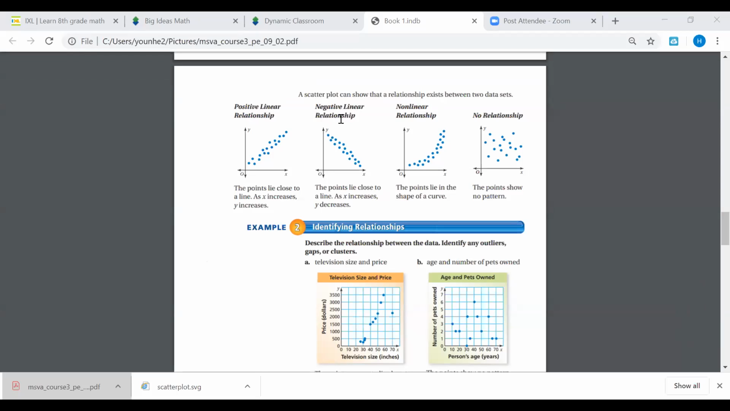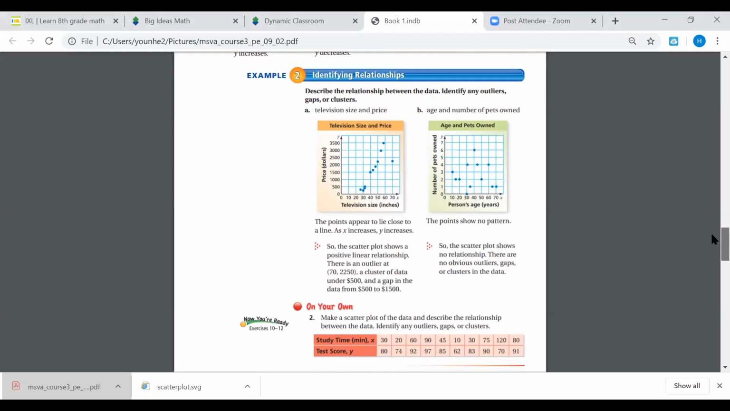And then you have a negative linear relationship. The points lie close to the line. As x increases, y decreases. A nonlinear relationship, the points lie in the shape of a curve. And then no relationship, the points show no pattern.